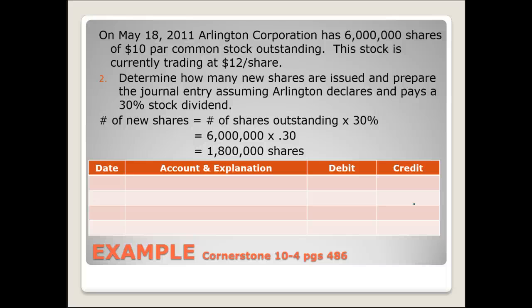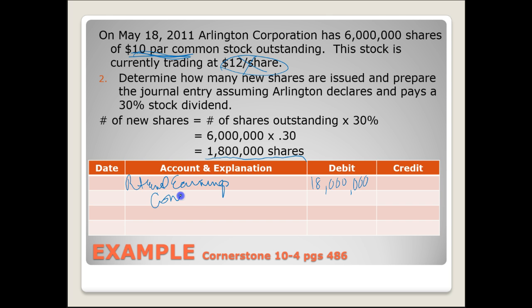How do we record that? Well, remember, any dividend is going to give us a reduction in retained earnings, and to reduce retained earnings, it's going to have to be a debit. When I have a large stock dividend, I take the number of shares. When I want to figure out what's the reduction in retained earnings, it's the number of shares times par value, not times the market value rather. It is times the par value. So 1.8 million shares times $10 a share is $18 million that I'm going to debit.